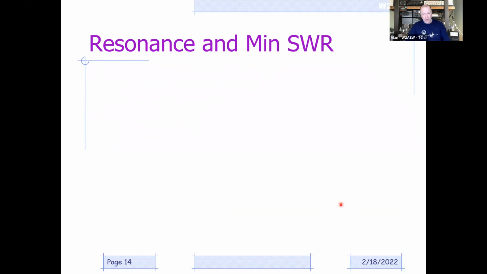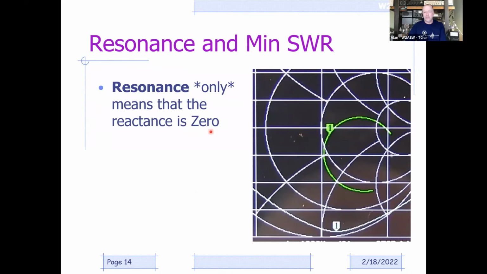So I want to talk a little bit about resonance and minimum SWR, because it's another myth that I want to dispel. As I mentioned towards the beginning, the definition of resonance only means that the reactance of the complex impedance is 0. It doesn't mean that's where your minimum SWR is. I didn't crop this picture right, but this is actually the center of the Smith chart. You can see the constant resistance circles going through there. So there's my center of the Smith chart, and this point right here is my 50 ohm point that I'm pointing to.